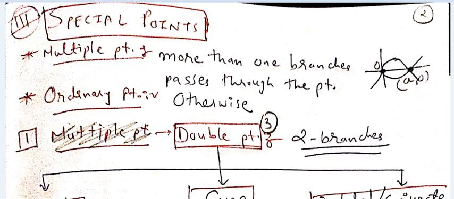Hello all. In the last lecture we have seen curve tracing, Cartesian points. In that we have seen two points: how to sketch a Cartesian curve, symmetry and origin. Now we will see the rest of the points. In that, the third one is special points.